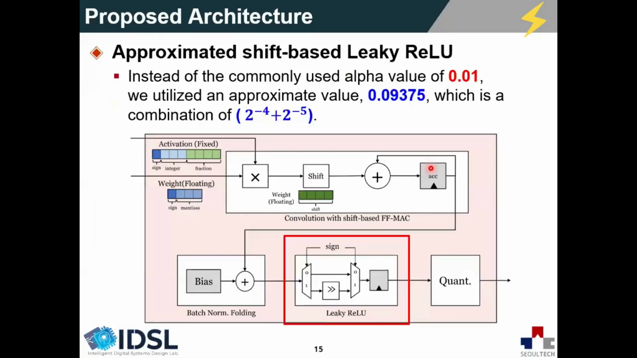So let's go back to the convolution processing unit. In terms of hardware-friendly units, we adopted the approximated shift-based leaky ReLU value. Instead of the commonly used alpha value of 0.01, we utilized the approximate value 0.09375, which is a combination of 2 to the negative 4 plus 2 to the negative 5. By doing that, we also decrease a huge amount of hardware resources.